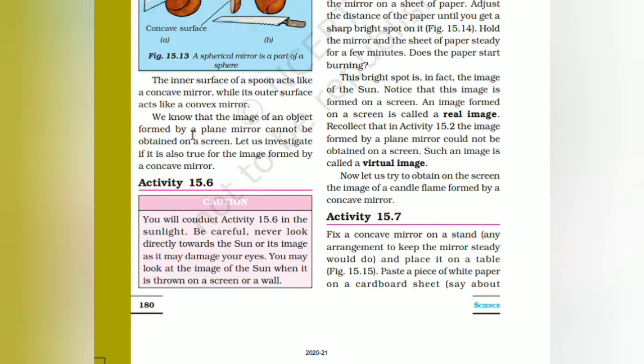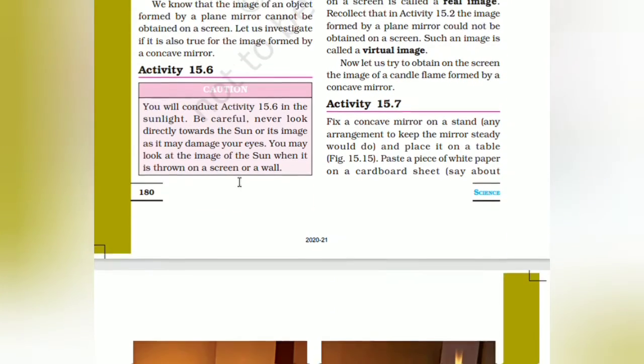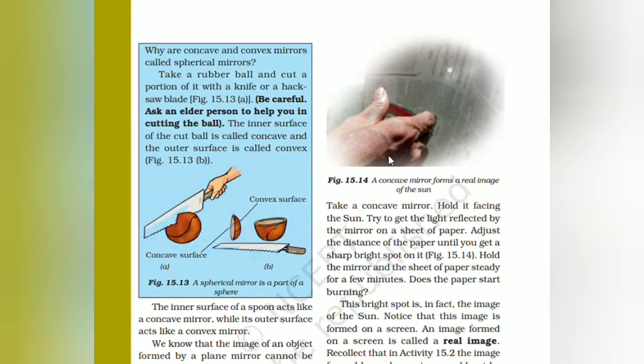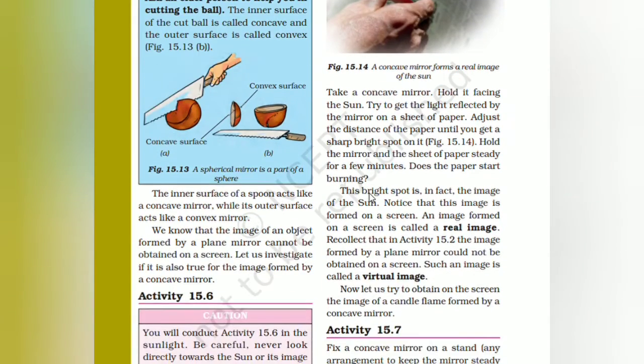convex mirror. We know that the image of an object formed by a plane mirror cannot be obtained on a screen. Be careful, never look directly towards the sun or its image because it will damage your eyes, whether through a screen or through any walls. Take a concave mirror. When a ball is cut, the inner surface is a concave mirror and the outer surface is a convex mirror.